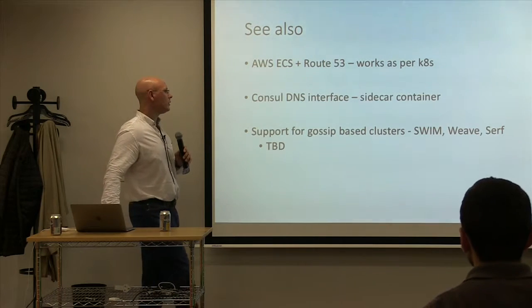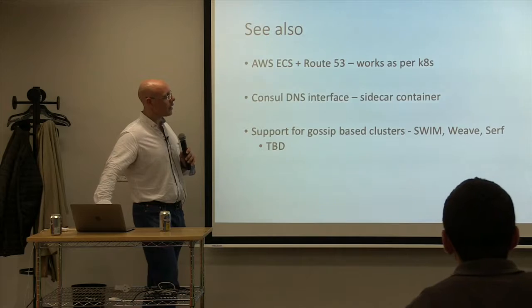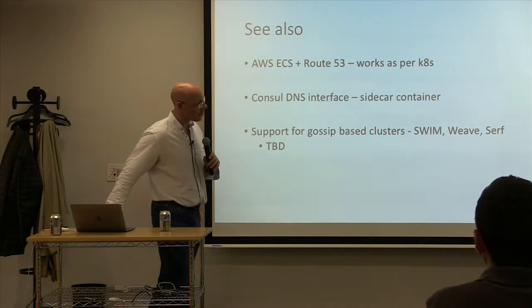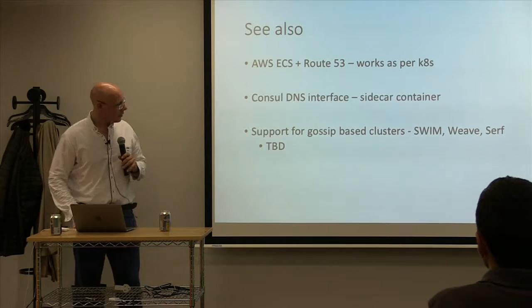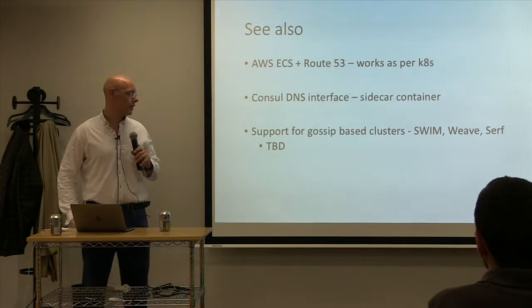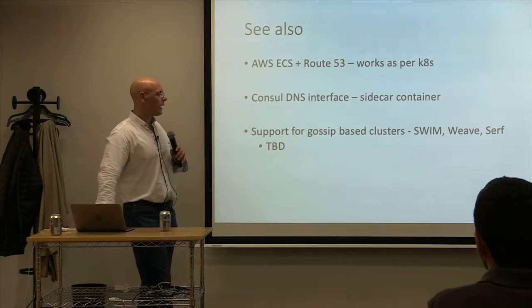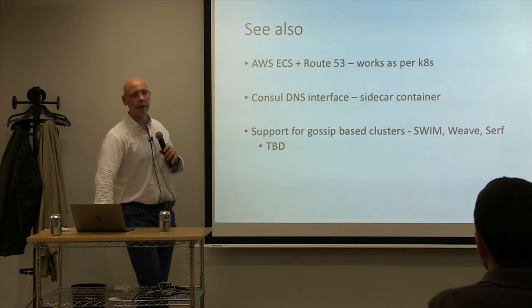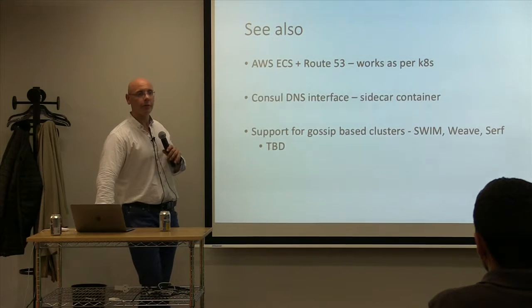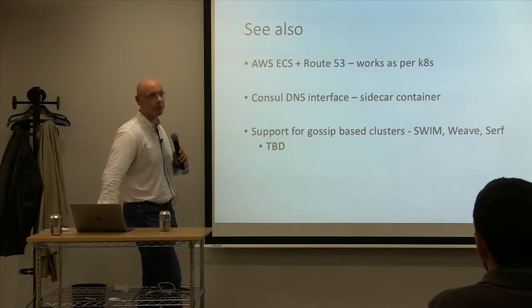I haven't yet used Fuge with gossip-based clusters, so SWIM, Weave, Serf, and so on. These are interesting. I do think the gossip-based discovery is interesting. However, I would say that probably the most scalable service discovery mechanism on the planet is DNS, and if it's good enough for the interwebs, it's probably good enough for me. I like to keep things simple.